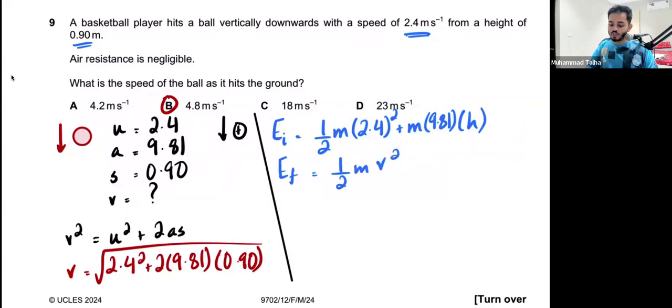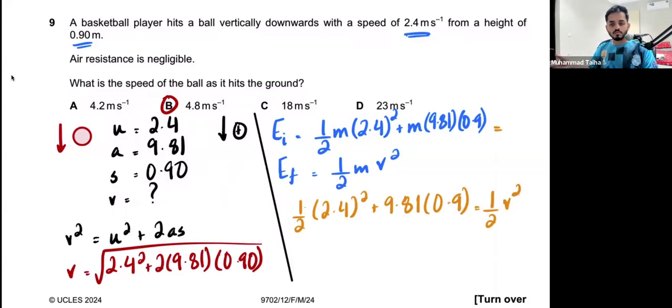And then you write out the expression. You will see that if the initial and final energies are equal, all of the m's cancel out. So you're left with half 2.4 squared plus, and I forgot here, this h is 0.9, so plus 9.81 times 0.9, and this is now half v squared. You can also find v from here, and you can do this as an exercise for yourself. v would be the same.